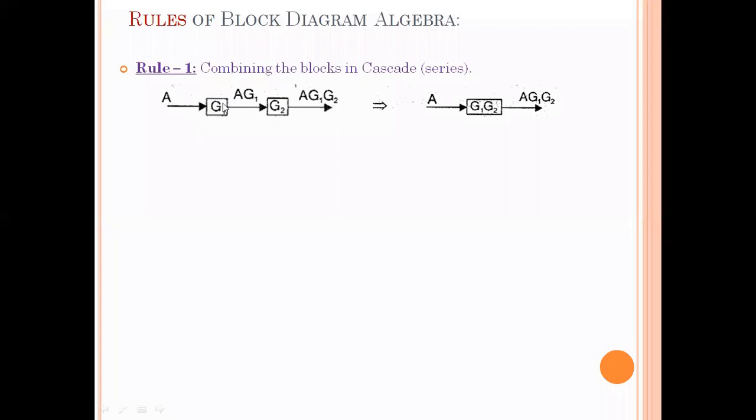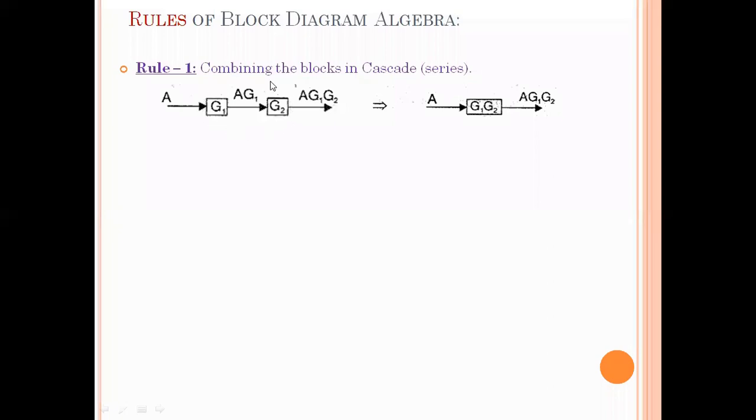When A is going into this G1, then the output of this G1 will be A into G1, right? Because when a signal is going into a gain block, the output will be the product of the input and the gain. So the output of G1 will be A into G1. Now this A into G1 is given as input for the G2 block. So the output of the G2 block will be A into G1 into G2. Therefore, the output will be A G1 G2.